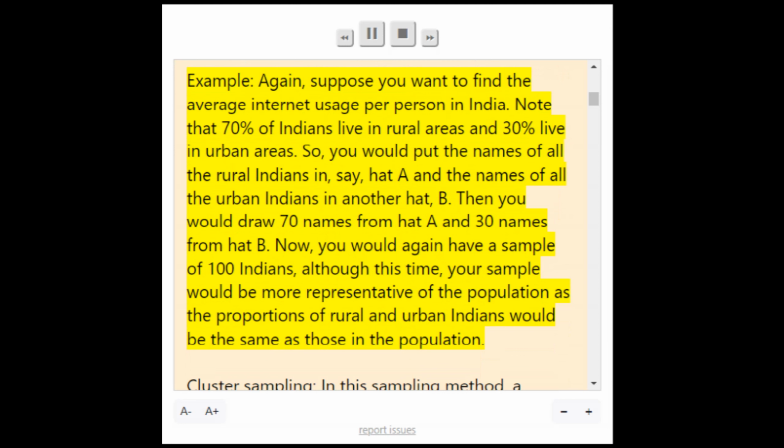Note that 70% of Indians live in rural areas and 30% live in urban areas. So, you would put the names of all the rural Indians in, say, hat A and the names of all the urban Indians in another hat, B. Then you would draw 70 names from hat A and 30 names from hat B. Now, you would again have a sample of 100 Indians, although this time, your sample would be more representative of the population as the proportions of rural and urban Indians would be the same as those in the population.